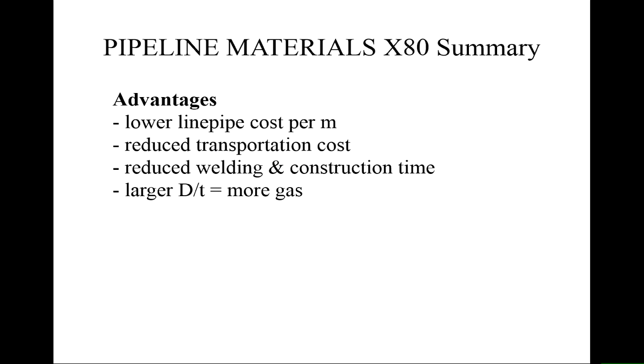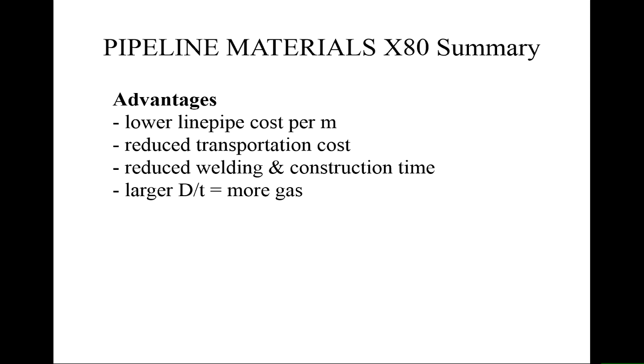So the advantages of X80, as I mentioned before, lower line pipe cost per meter. You're buying less material. For the same pressure, you need a thinner wall pipe, and therefore you're buying less material. And that doesn't sound very much. You might be saving pennies per pipe in terms of material costs, but when you've got 150 kilometers of pipeline, and each pipe element's 12 meters long, you save pennies for each 12 meters. You're saving many pounds and many thousands of pounds on the full pipe order. That's why people will do it.